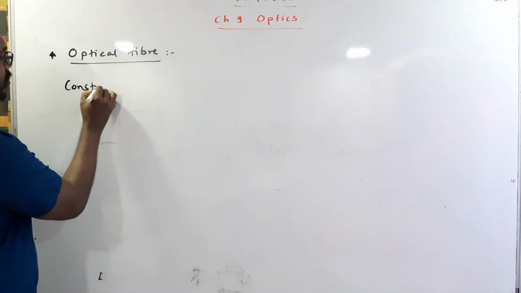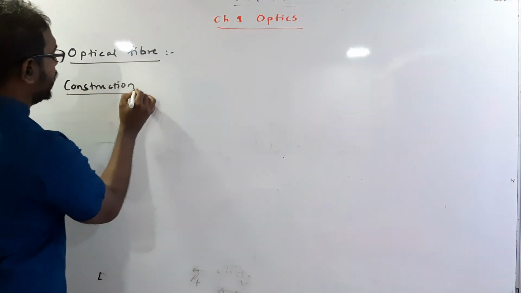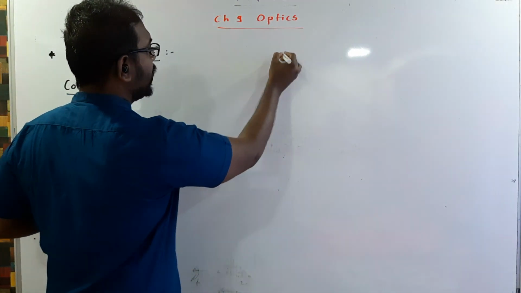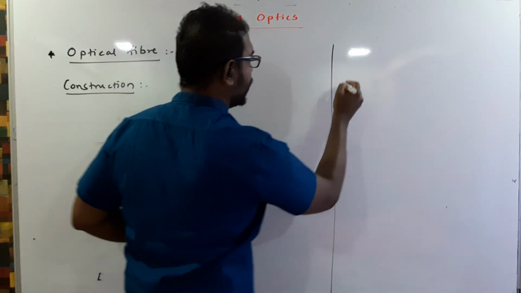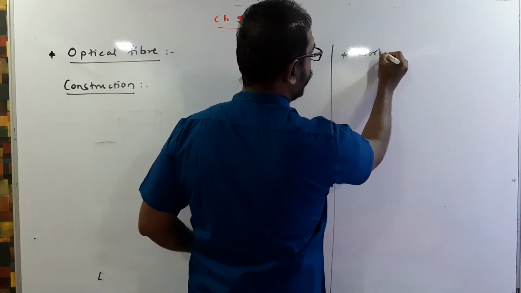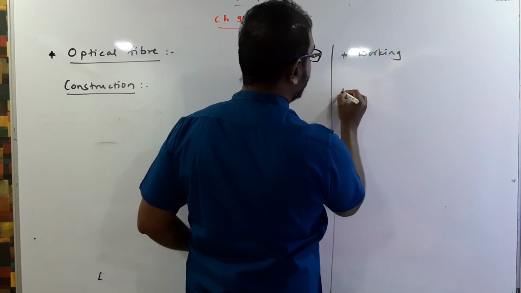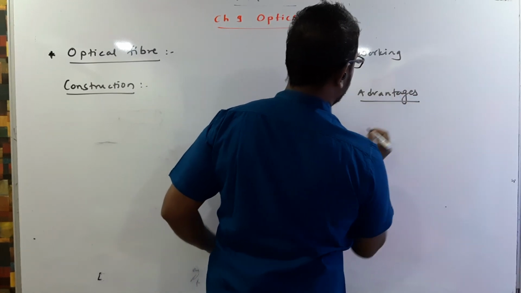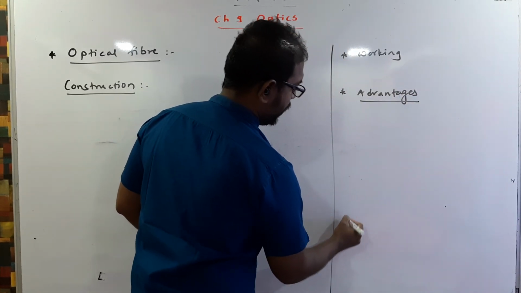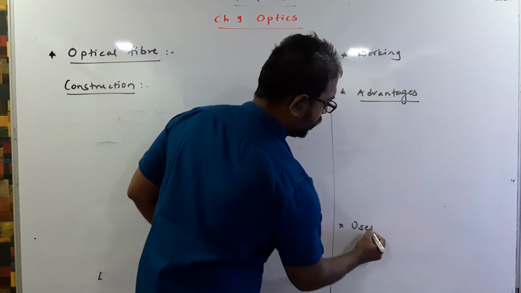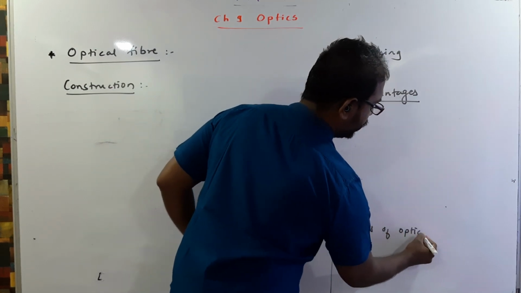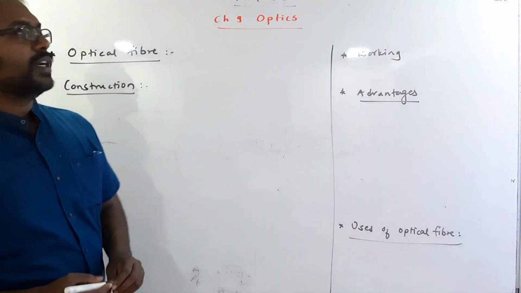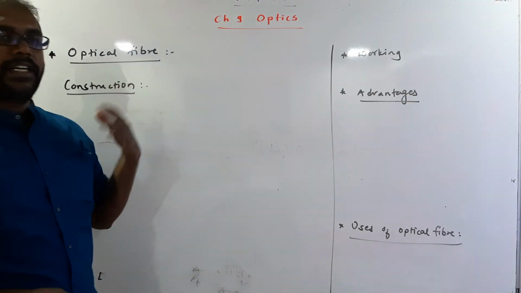With respect to construction, means how it is prepared. Then the next one is working, how it works. So the next article is working of optical fiber. Then after that we can learn advantages of optical fiber, and the last one we can learn uses of optical fiber. So these articles we have to cover under optical fiber. Now let me learn construction first.